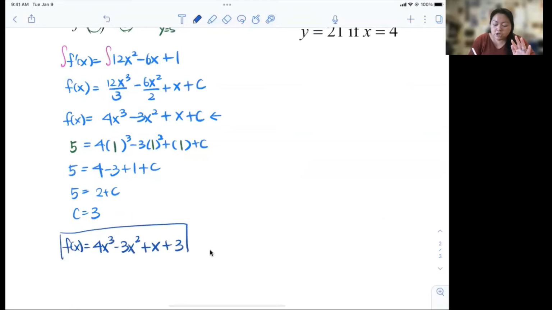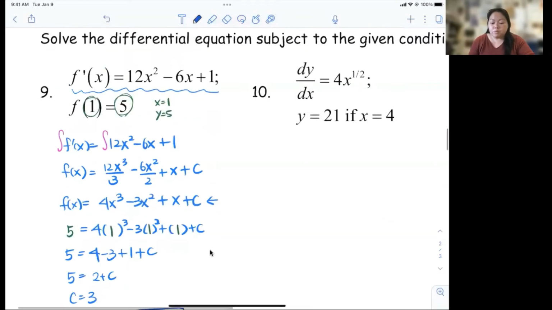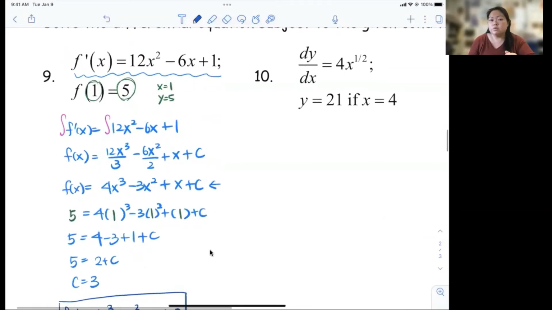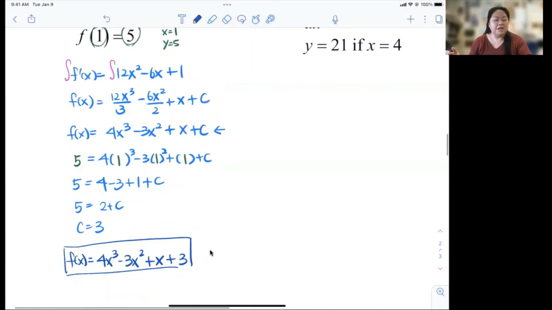And you can, again, check. You can check by plugging in 1 and see if you get 5. And then you can also take the derivative of this and see if you get 12x squared minus 6x plus 1, right? Again, lovely way to check, okay?